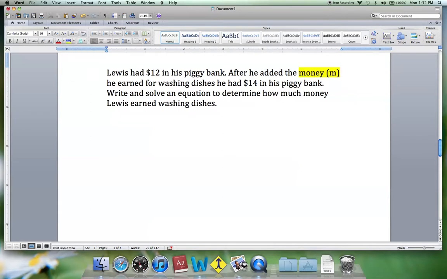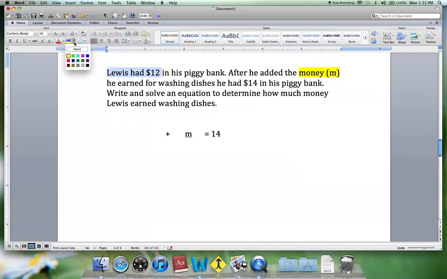So we already know that we're going to have a plus sign because he added the money. We don't know how much money he added because it says added the money M. So after our plus sign, we should have our variable M. Now, if we keep on reading, it says that after he added this money, he had $14. So that means he now has a total of 14, which means 14 is what goes on the right-hand side of our equation. So now we're missing this term right here, and it's this value.